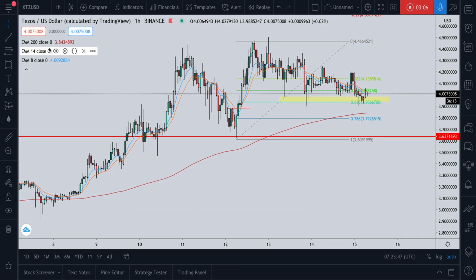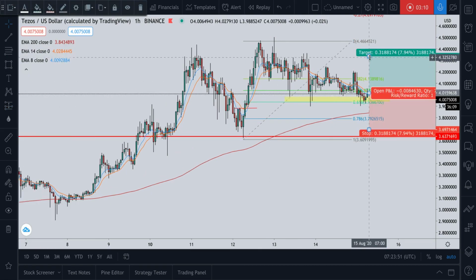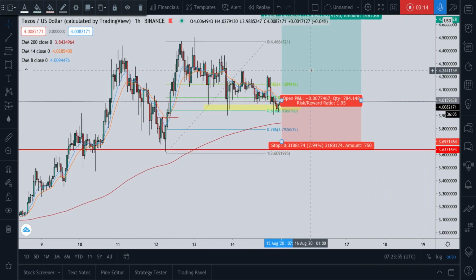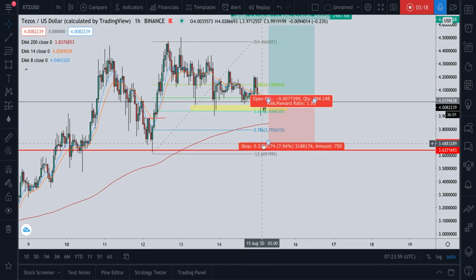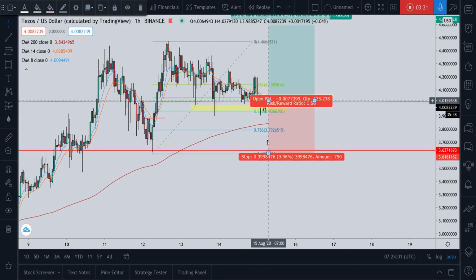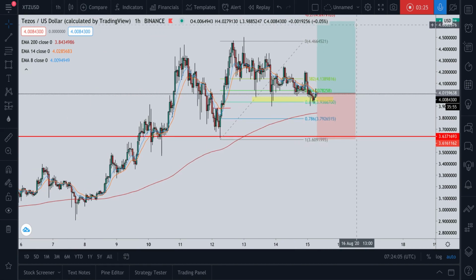I'll be looking for long opportunities from there to that target there. For those who are margin trading, make sure you don't over leverage and make sure you don't get liquidated. Stop losses, I'm going to put somewhere around there. So, a very good trade setup. I wish you guys the best.